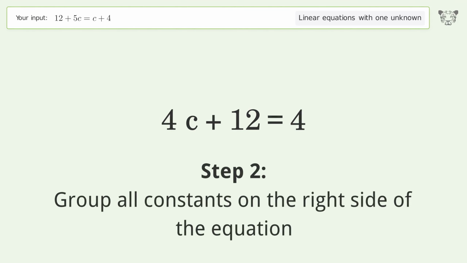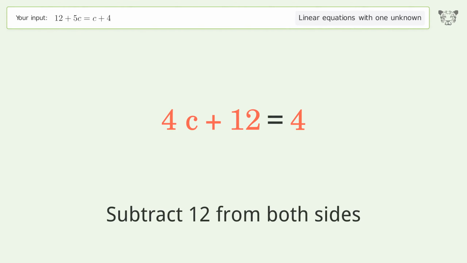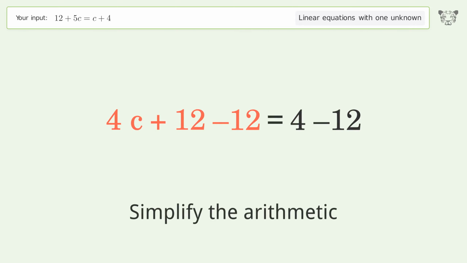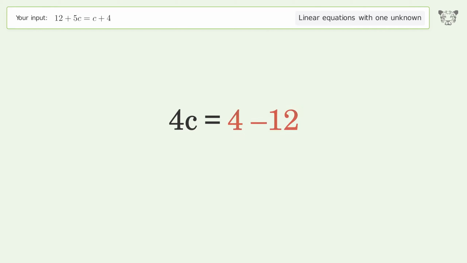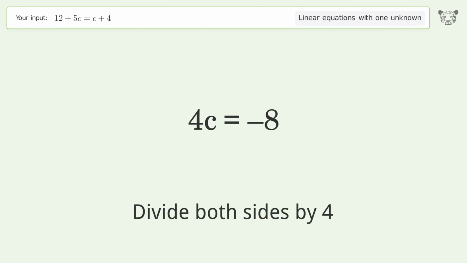Group all constants on the right side of the equation. Subtract 12 from both sides. Simplify the arithmetic. Isolate the c. Divide both sides by 4.